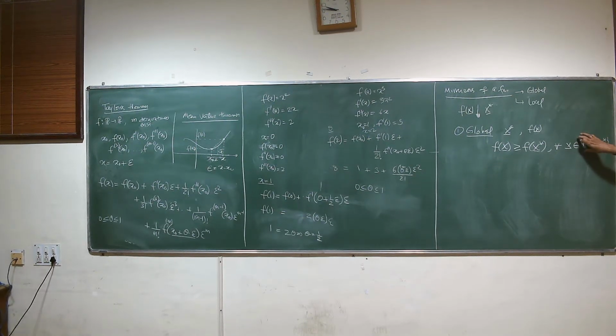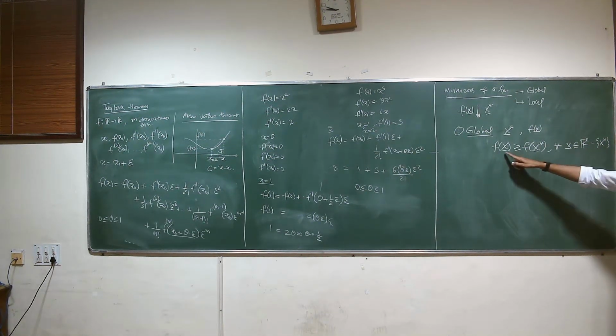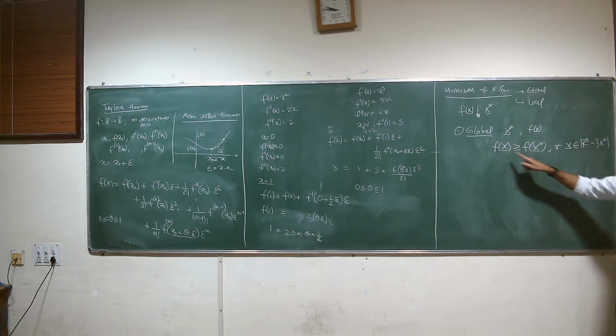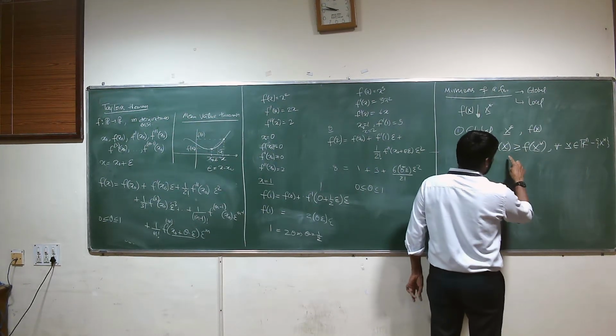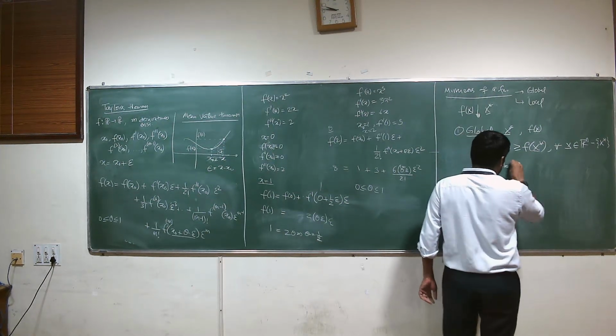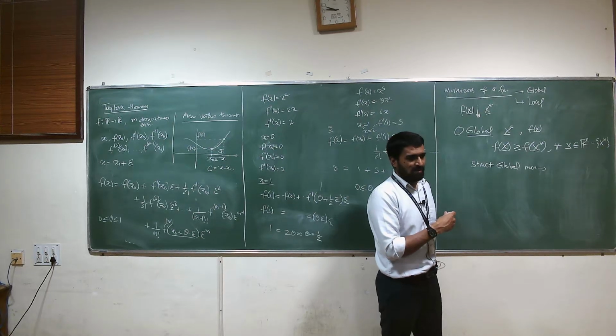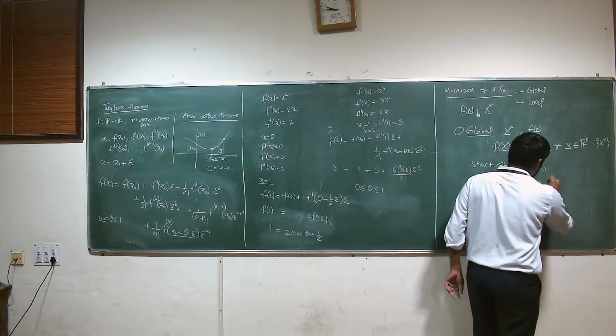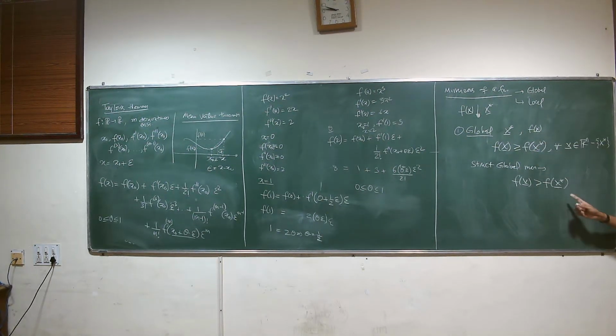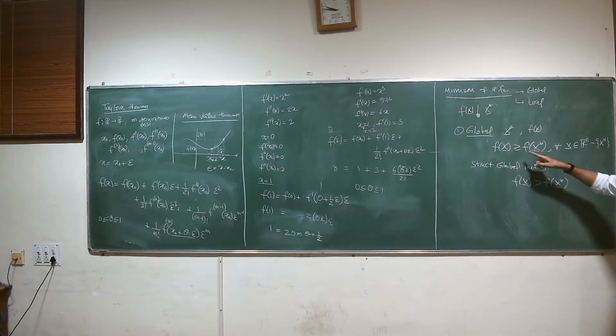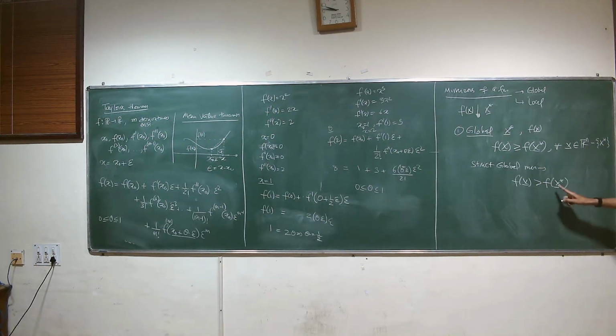Difference between two sets means you retain everything from here and remove whatever is from the other set. If every other point from Rn, when you apply the function f, gives you a value greater than the value of the function at x star, then you say x star is a global minimizer. And you say that x star is a strict global minimizer when the equality sign disappears. If there is some other value of x which can be equal, then the other x is also a global minimizer. But if there is no other x that achieves the global minimum, then x star is a strict global minimizer.